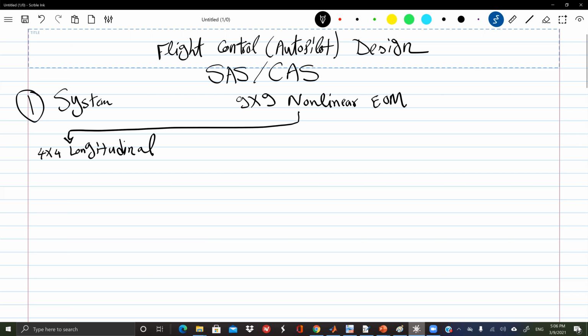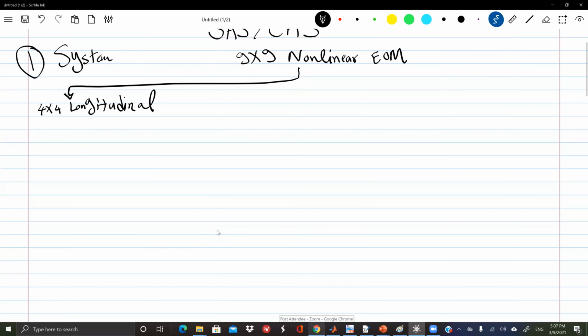How many modes in the longitudinal, folks? You'll be asked about this next week. How many modes in the longitudinal? 2, short and long. Very good. Short period mode, long period mode, right?